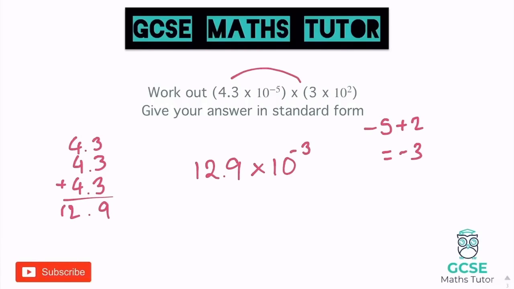Again, it's not in standard form though, so I'm going to have to balance it out. So I'm going to make the number one jump smaller, down to 1.29. I'm going to make the power one jump bigger. So bigger than negative 3 is negative 2, getting closer to 0 there. So there's our final answer.